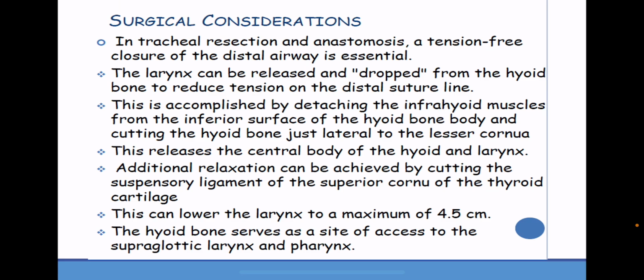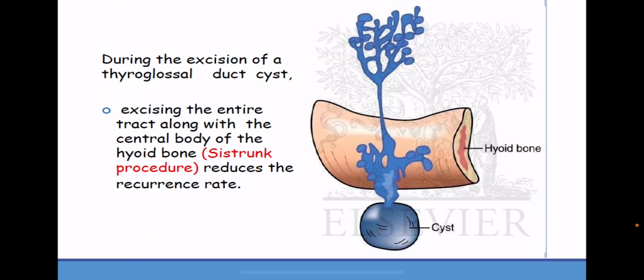The hyoid bone serves as a site of access to the supraglottic larynx and pharynx. During the excision of a thyroglossal duct cyst, excising the entire tract along with the central body of the hyoid bone, the Sistrunk procedure, reduces the recurrence rate.